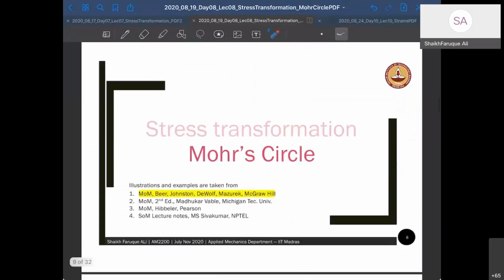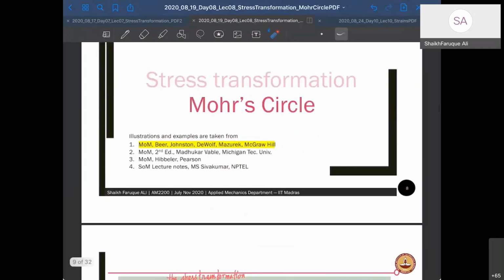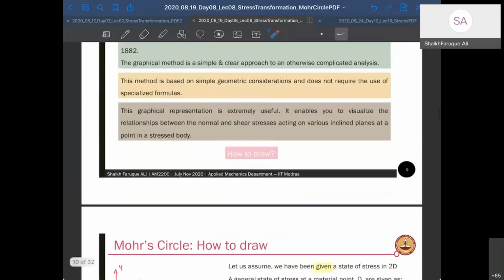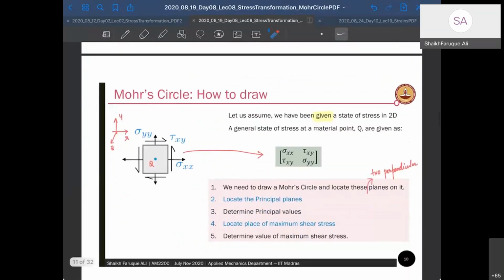How do you draw this Mohr circle? Is the question that we need to answer. I'll just stop for a minute here and ask if you have any questions. Okay. So the question that we're supposed to answer is how to draw this Mohr circle. Let's start from the very beginning.